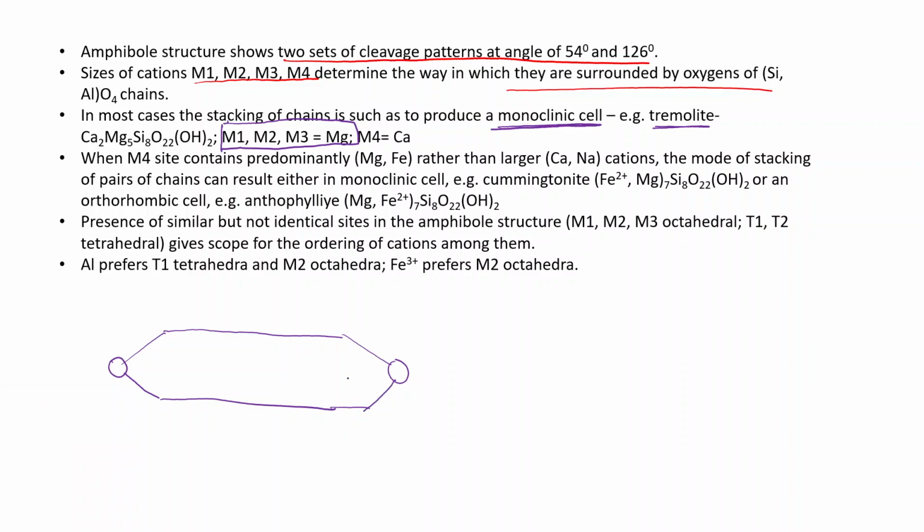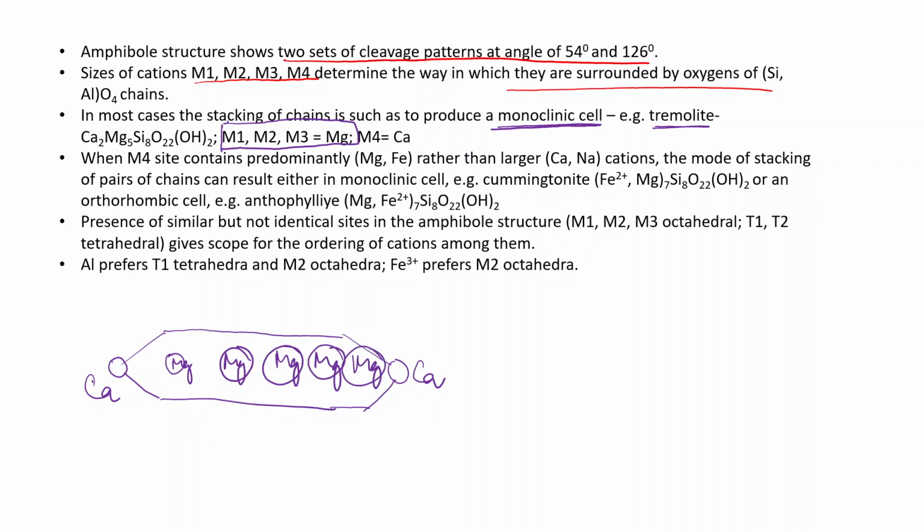like this, then M4 is Ca. So we add here Ca and Ca. We get 2 Ca. Then M1 has Mg, M2 has Mg, M3 has Mg, again M1 has Mg, and then M2 has Mg.